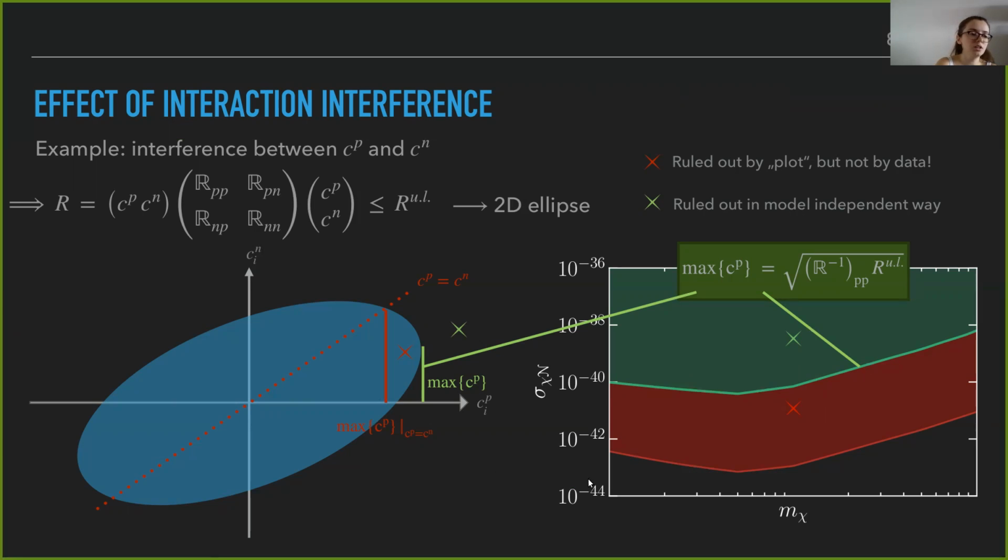The final question here is, of course, how we get this conservative limit. And this is quite easy. It is this small analytic formula that only depends on the R matrix, which is fixed by your dark matter model and the choice of your detector, and the upper limit on the interaction rate, which is a simple input given from the experiment.